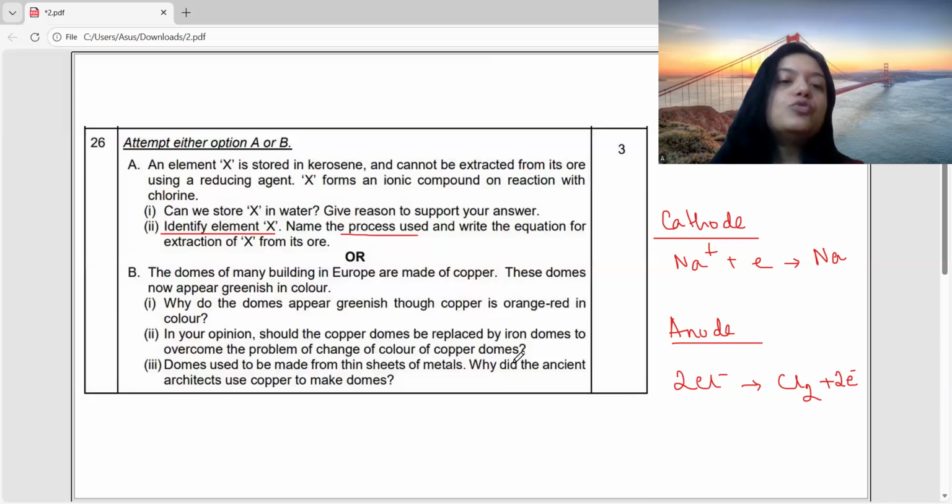Next, domes used to be made up of thin sheets of metal. So why did the ancient architect use copper to make domes? Now copper is a metal and it's a highly malleable metal. So that's the property through which we can mold copper into different shapes and we can use it in the dome structure. That is why copper was used to make these domes.